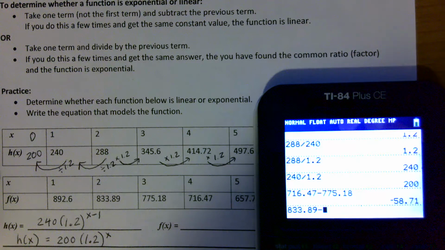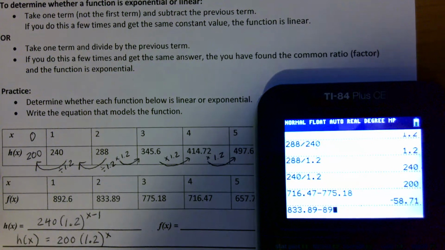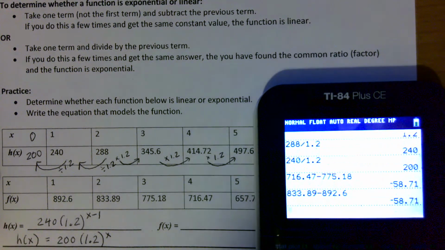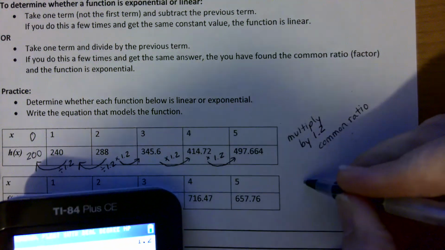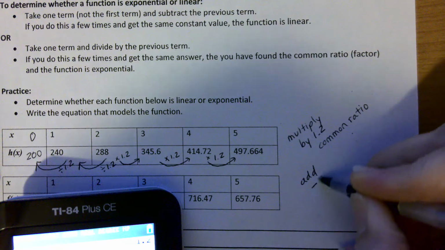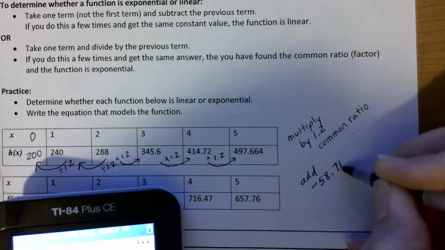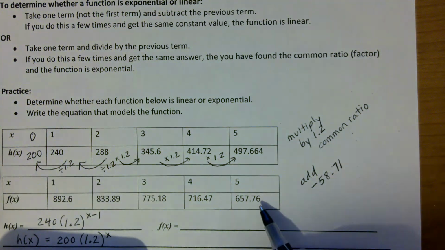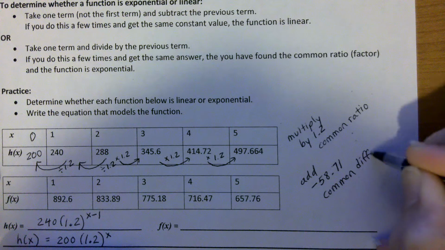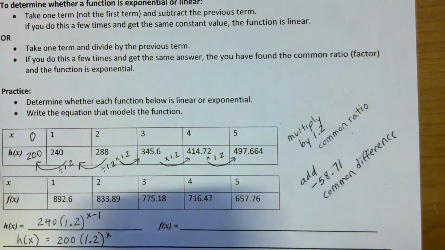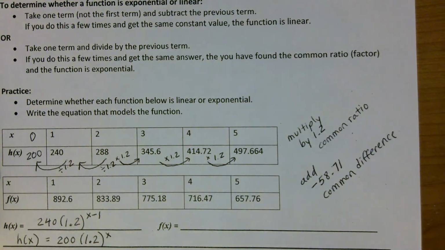833.89 minus the previous term, 892.6, and I get that same result. So I have just found that I am going to add negative 58.71 to each term to create the next term. This is my common difference. Okay, so what kind of equations could I make with this?